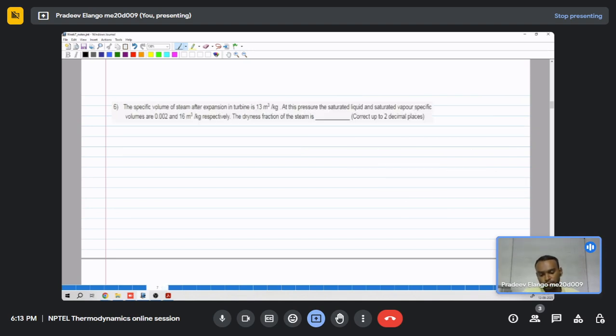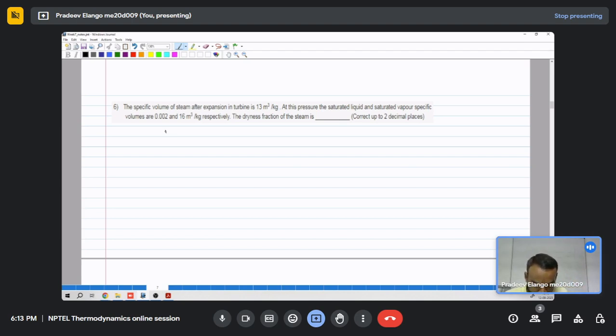The specific volume of steam after expansion in turbine is 13 meter cube per kg. At this pressure, the saturated liquid and saturated vapor specific volumes are 0.002 and 16 meter cube per kilogram respectively. The dryness fraction of the steam is dash, correct up to 2 decimal places.